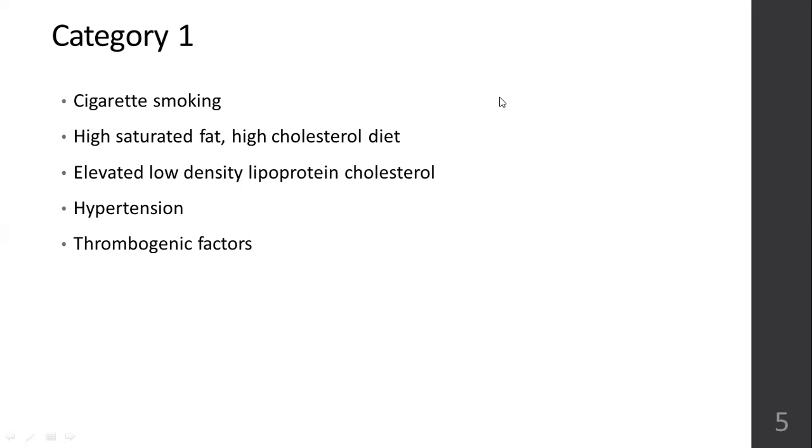So quit smoking. Even if you had a heart attack, the first time a heart attack happened, you quit smoking, after that the cardiovascular risk will reduce. If you quit smoking after your heart attack, the chances of a second heart attack reduce.